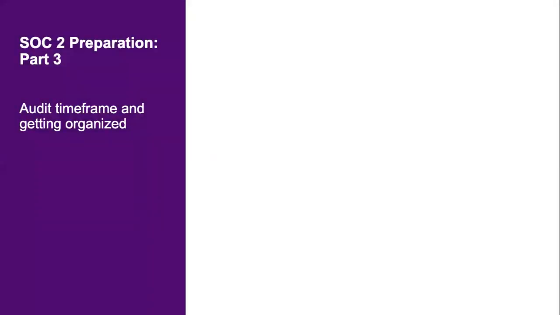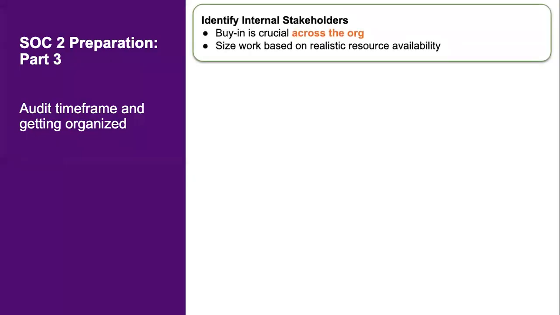Once you figured out the controls that you need to put in place, it's really important to make sure that you have a time frame and get yourself organized to implement and get ready for your SOC 2 audit. Starting off with identifying your key internal stakeholders. This is not a project that can be completed by one single person. You do need buy-in across the organization.